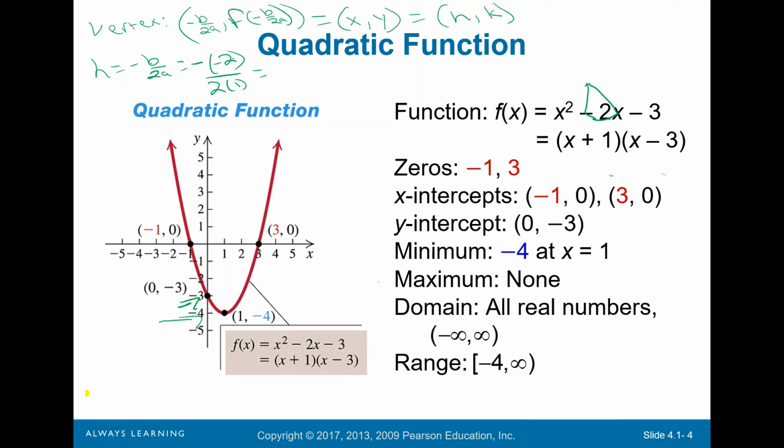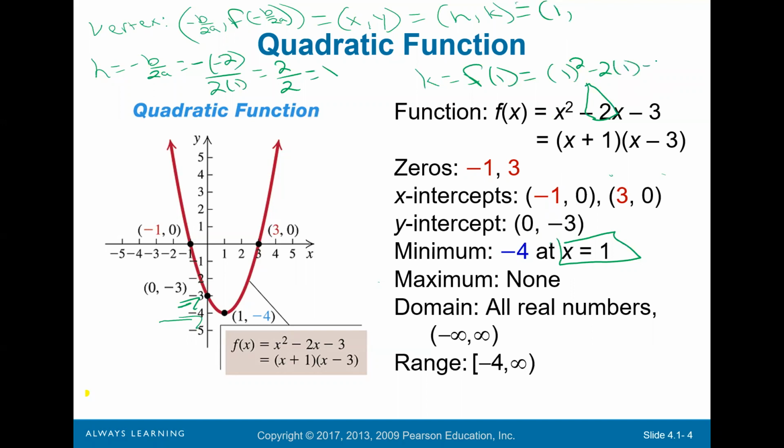So now I'm going to clean this up. Negative times negative is positive. 2 times 1. This reduces down to 1. And my x value in the ordered pair is 1. So now I have this. Now let's find k. K is going to be that we plug in 1 for x in the function.